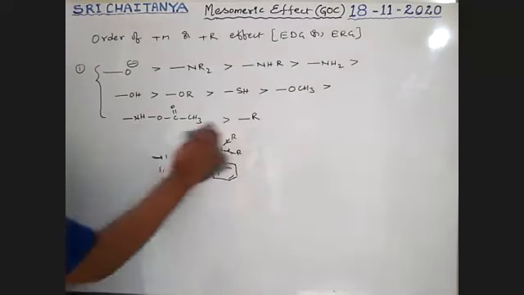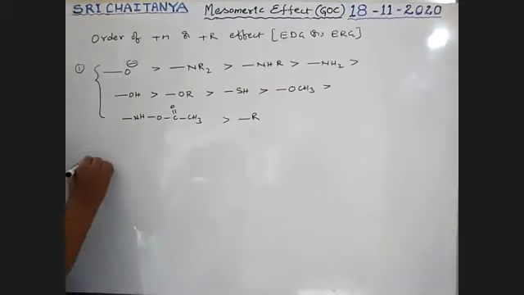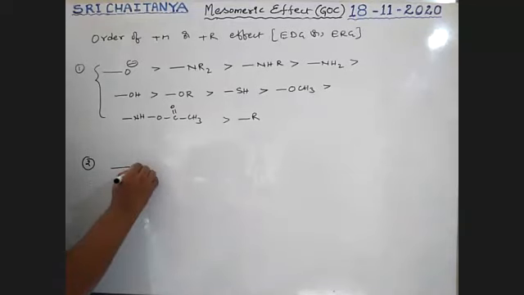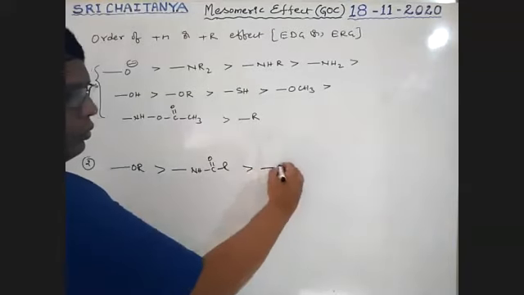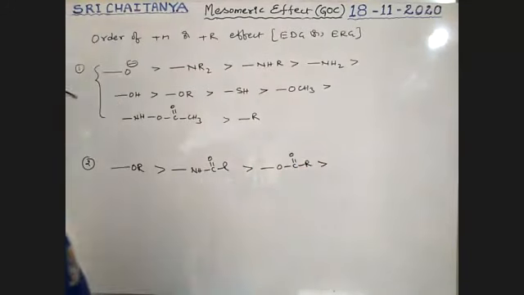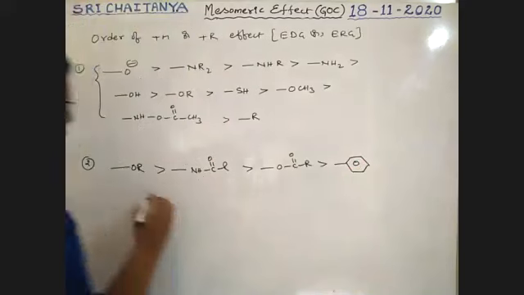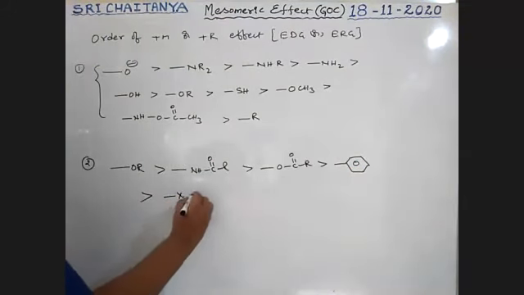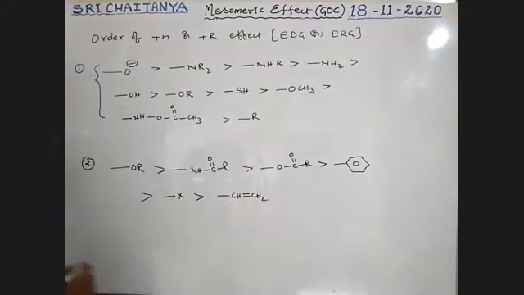Now, second sequence. So try to learn it by heart. OR greater than NHCOR greater than OCOR greater than phenyl ring, benzene ring, greater than halogen greater than CH double bond CH2. So this is important. Next, order of minus M groups.